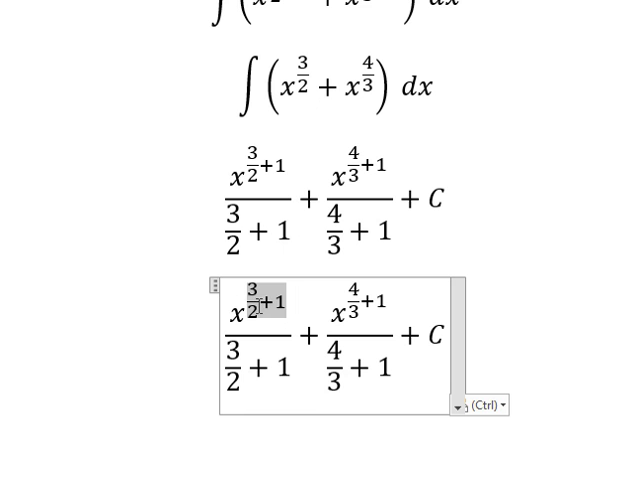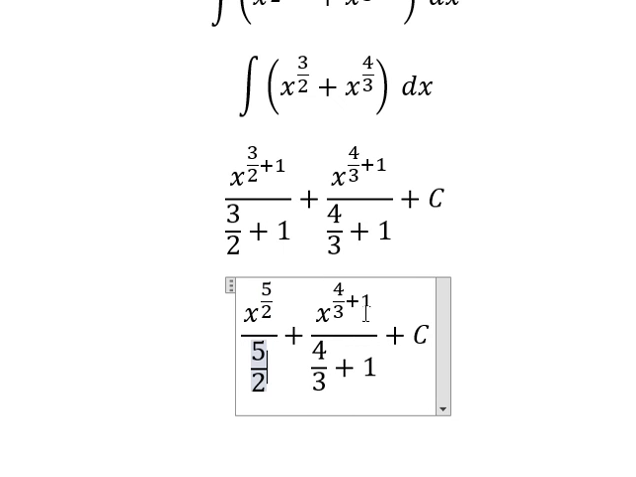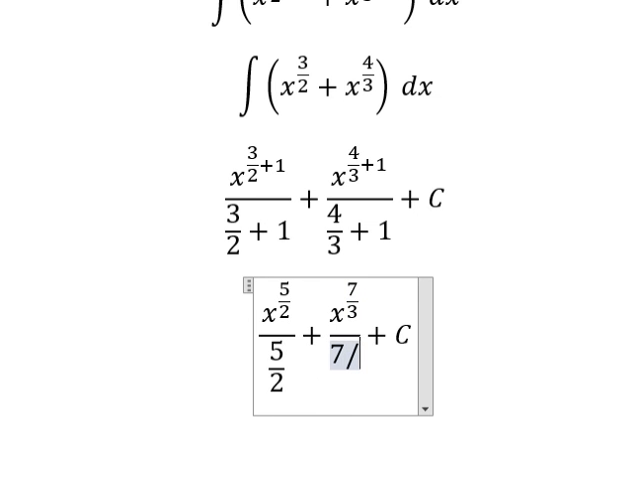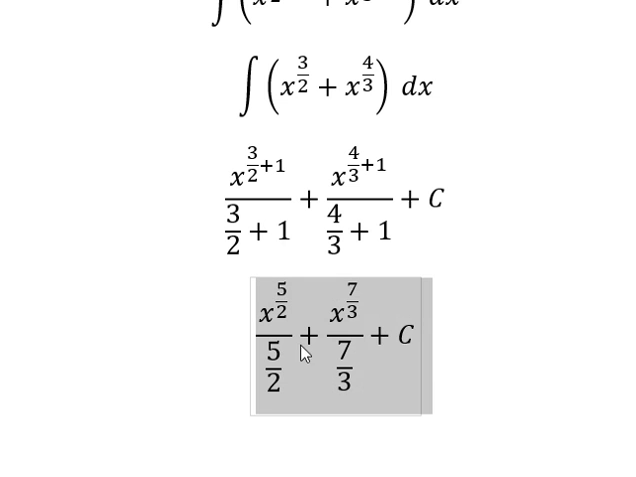So this one we have 5 over 2. This one we have 5 over 2. This one we have 7 over 3. This one we have 7 over 3. And that is the final answer. This is the end.